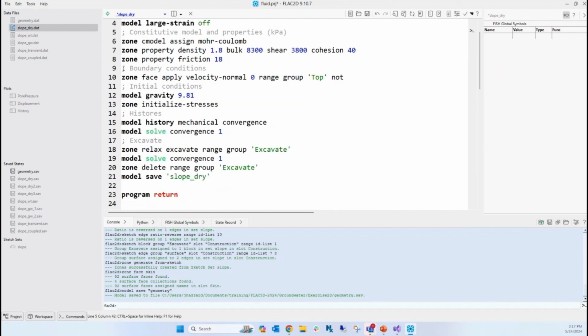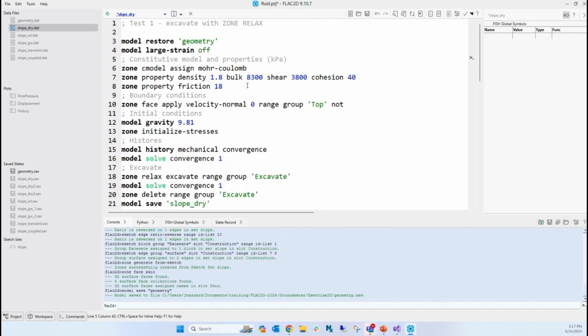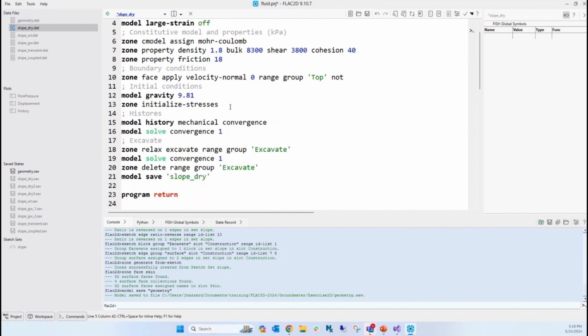The next part here is boundary conditions. So all it's doing is applying a normal velocity of 0 on the sides and the bottom, I think. So if I say range group top not, it means it's going to find all of the boundaries that are not called top and apply the velocity normal of 0 to those sides.